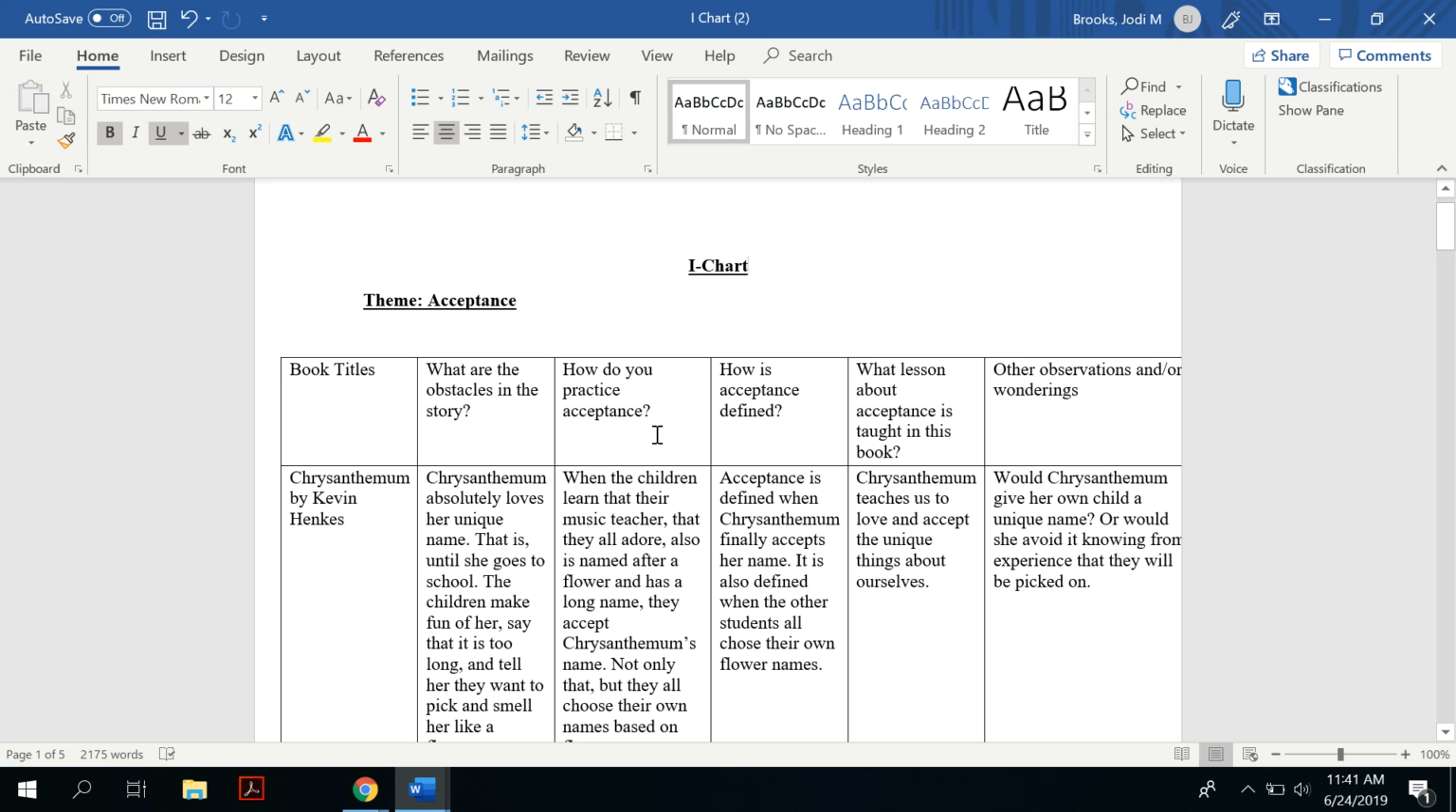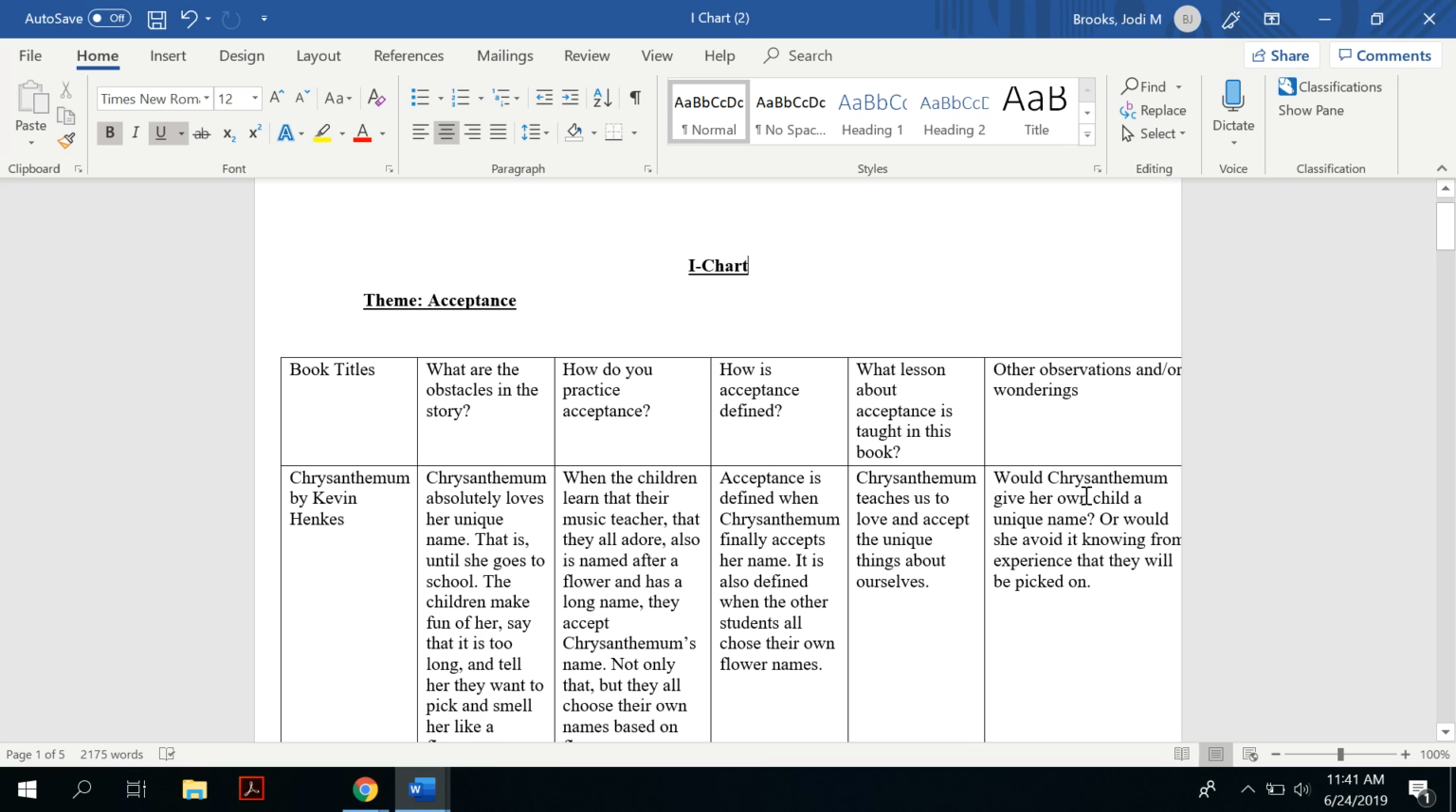How do you practice acceptance? And there would be an example in the book that should be identified in the chart. How is acceptance defined in this book? Well, this particular part of the chart would be specific to how did Chrysanthemum define, or how did the author define acceptance? What lesson about acceptance is taught in this book? You would answer that question based on what happens in the book.